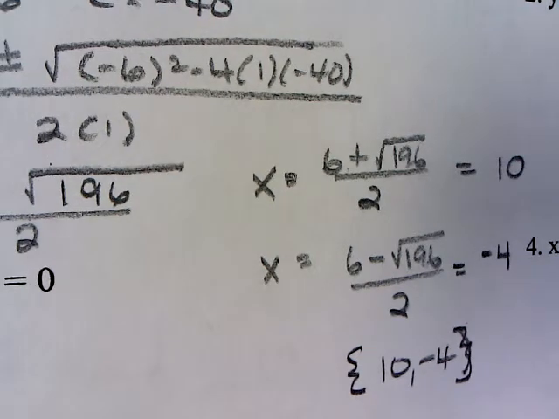So where does the problem occur with this? Two ways. One, I should always have two answers, unless when I get to my square root, I have the square root of 0, which I'm going to show you in a second.